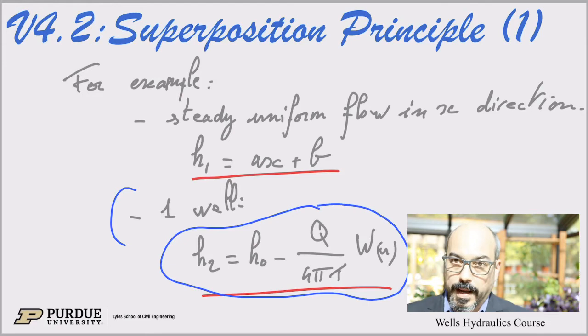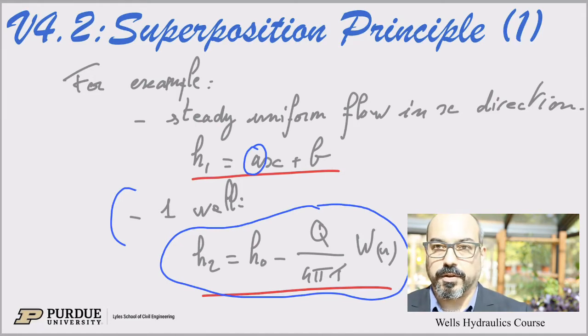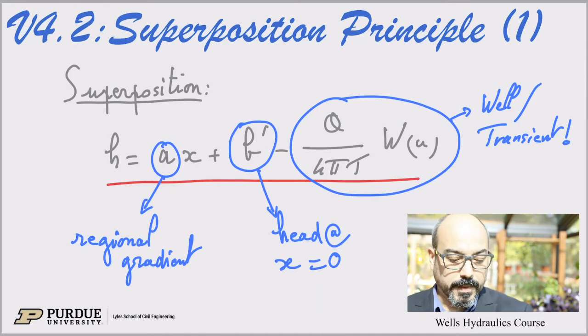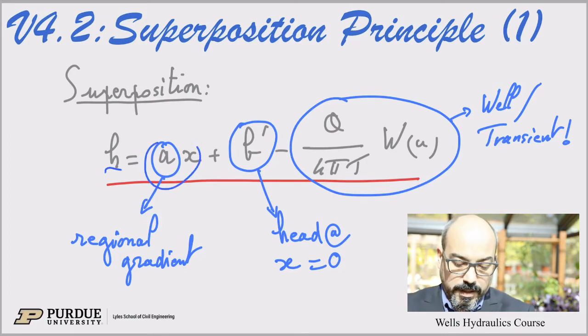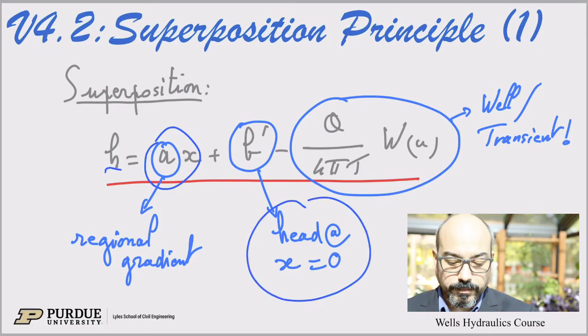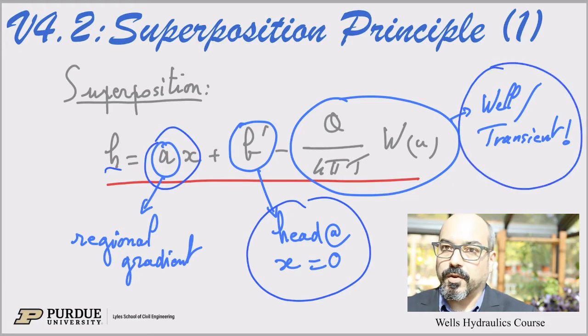Now, what happens if you put a well in that regional flow that has that hydraulic gradient? Little a here would be the regional hydraulic gradient. Well, just sum them up. So now we have the head at some point equals the regional gradient, that ax here, plus b prime now, which is basically the head at x equals 0, minus the effect of the well. So if you know those two solutions, you literally just sum them up and get the general solution for the system. This is a very simple one with just a regional hydraulic gradient and one well, in the x direction.